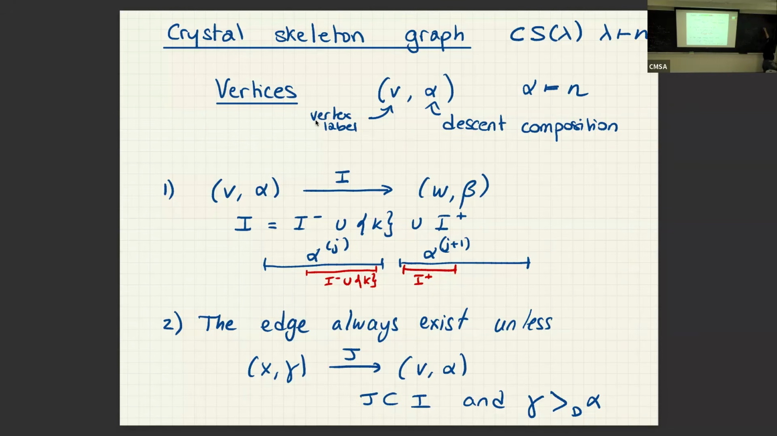So I write my interval like that. I use some other notations from the paper. So I minus would be the first half, I plus m minus 1, and k here would be I plus m.